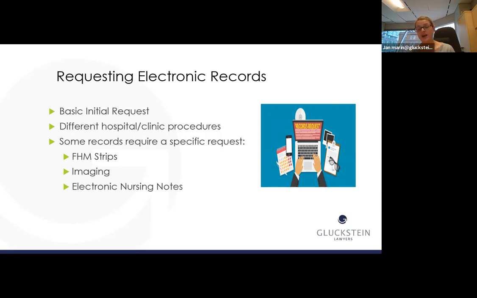Some things do require specific requests. Fetal heart monitoring strips, those electronic strips, do need to be requested specifically. They will not send them to you just as part of the chart you've requested. Same thing with imaging. You'll receive the reports from an MRI or a CT or X-ray. You're not going to receive the actual images unless you request that specifically from the imaging department usually. And then in my personal experience, I found that electronic nursing notes, for some reason, don't always come with the chart, and it's something that I'm needing to be very particular about.